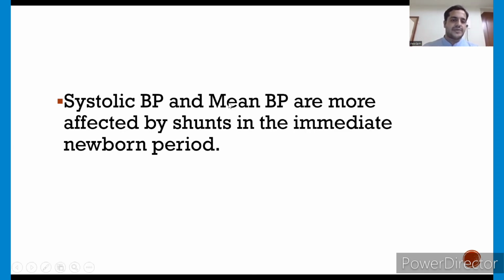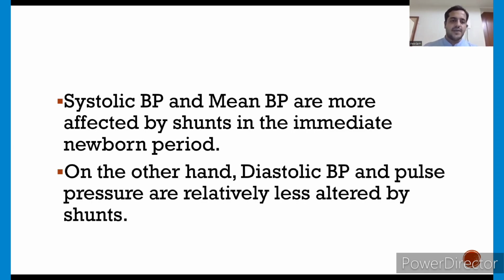So as a result, your systolic and mean BP are to some extent affected by these shunts, whereas your diastolic BP and the pulse pressure are relatively less affected by the presence of these shunts. Okay, so that shows that we have to rely more on your diastolic.